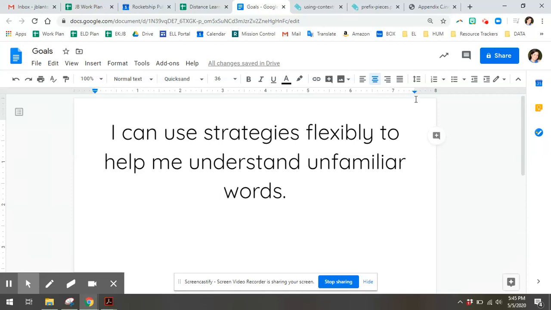In grades 3, 4, and 5, students transition from learning to read to reading to learn. They conduct short research projects and read books on a variety of topics. So one goal we have for them is that they can use strategies flexibly, based off their need, to help them understand unfamiliar words.